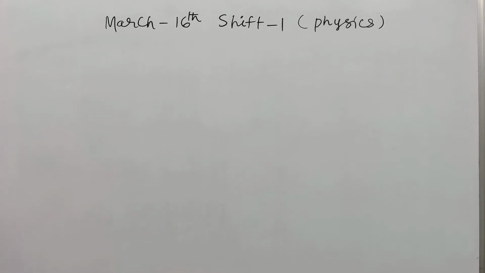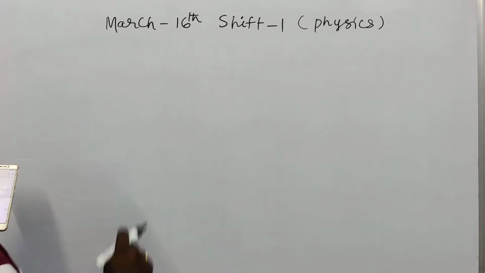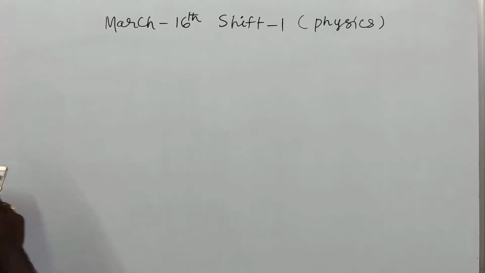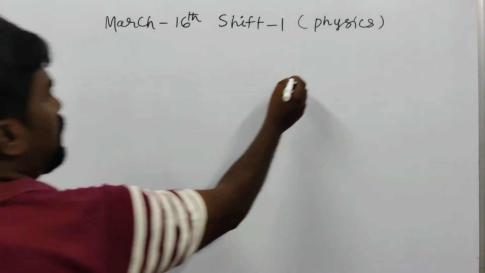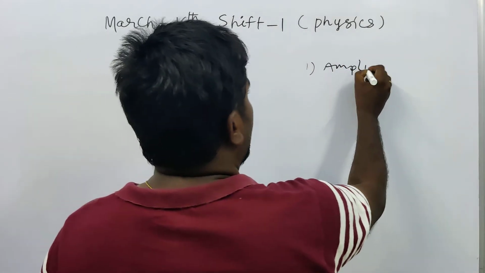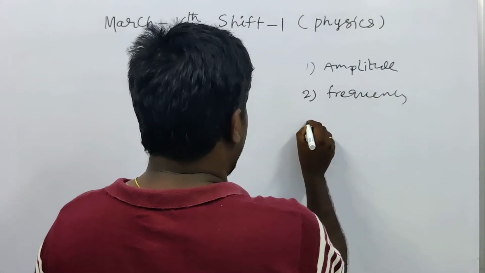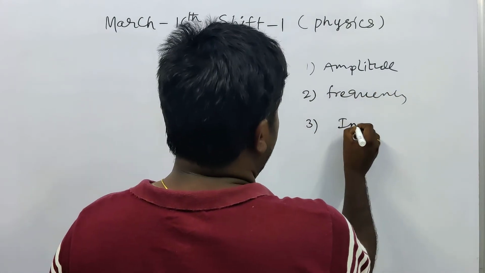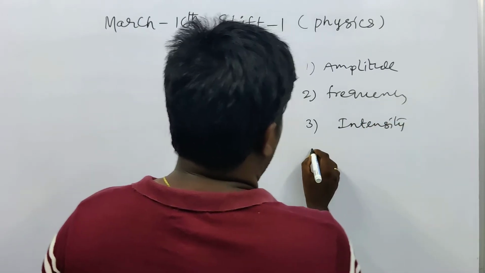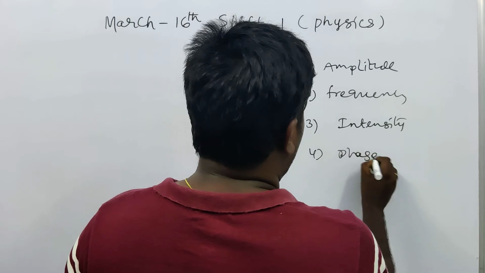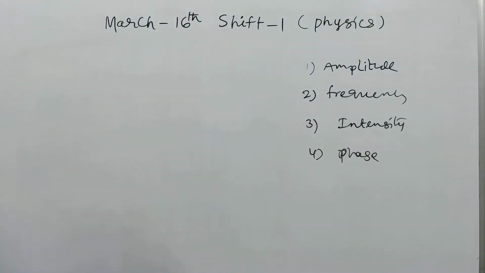The next question is on the basis of theoretical information. The photoelectric effect, which is from dual nature. In the photoelectric effect, the stopping potential for electromagnetic radiation depends on the first one, amplitude, the second one, frequency, the third one, intensity, and the fourth one, phase.